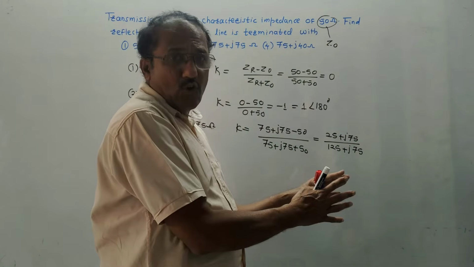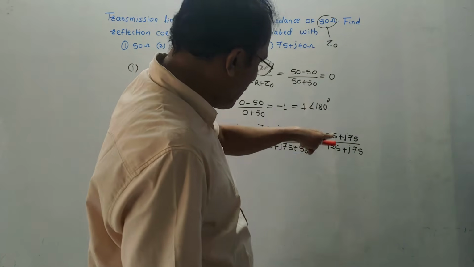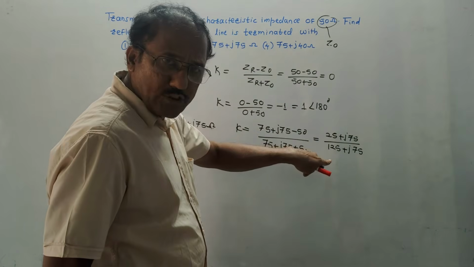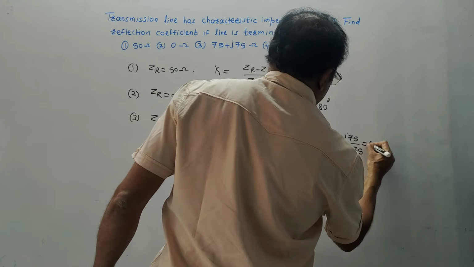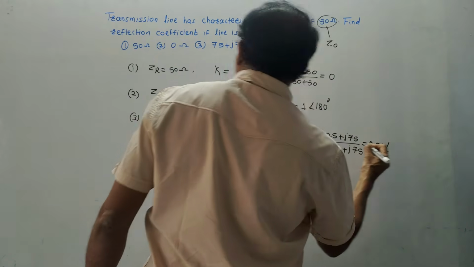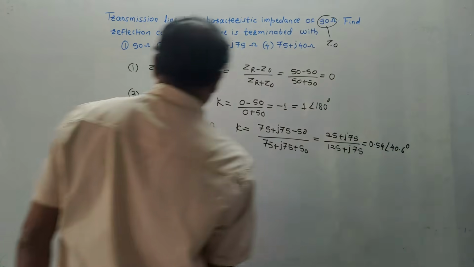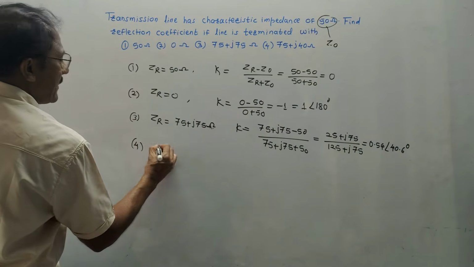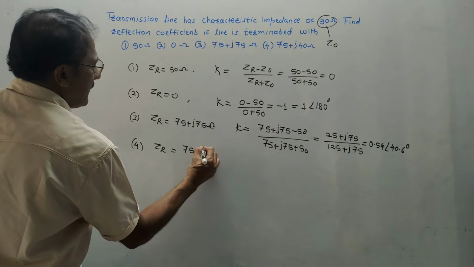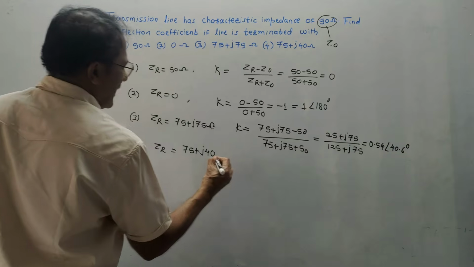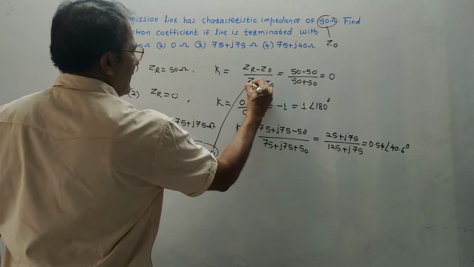Do watch that video in which I have explained all such types of calculations. So presently I will perform the calculations on the calculator. So this answer will be 0.54 at an angle 40.6 degrees. Fourth part, ZR is very much similar to the third part, only values are different, J40 ohm.